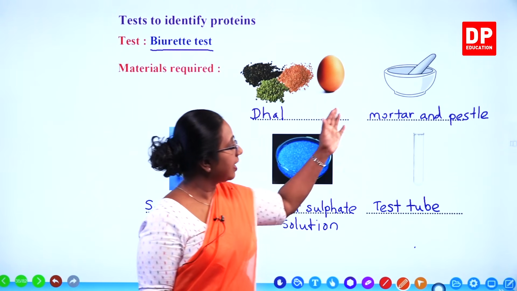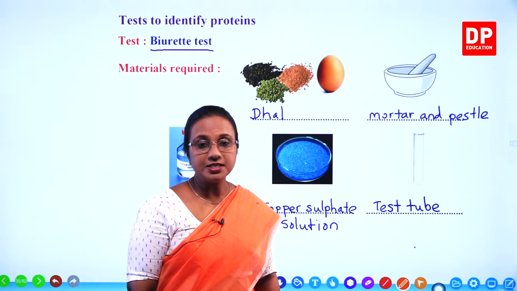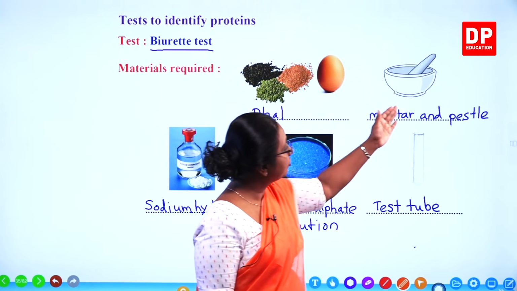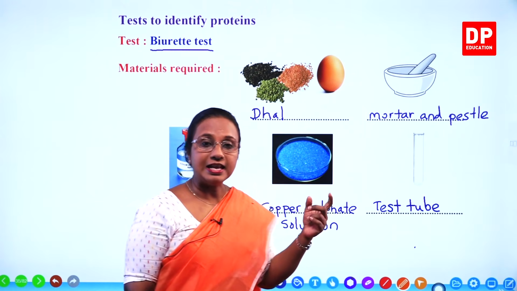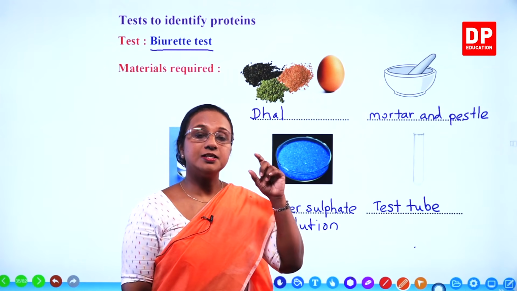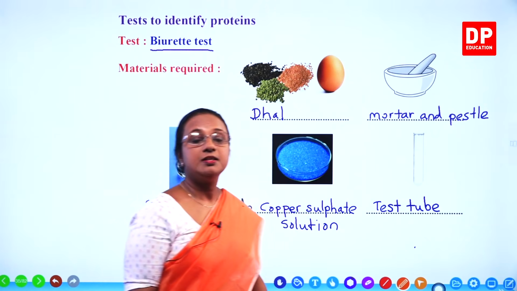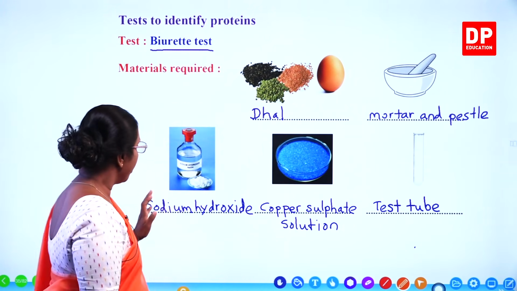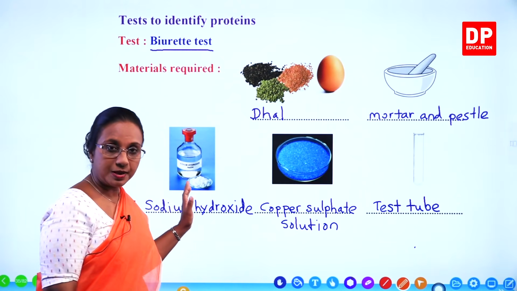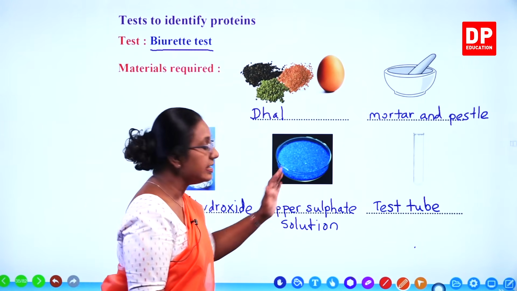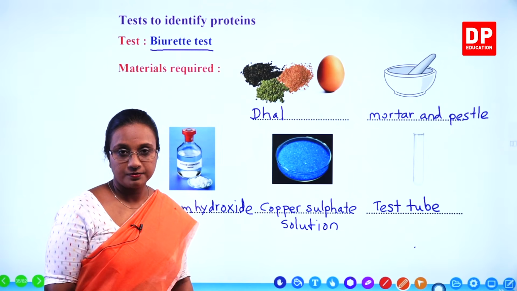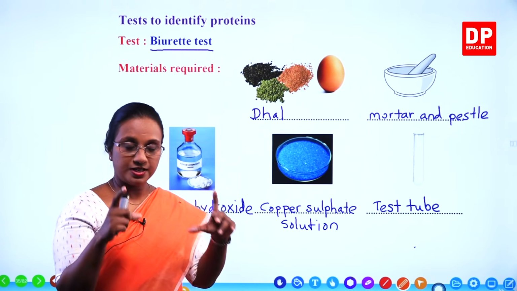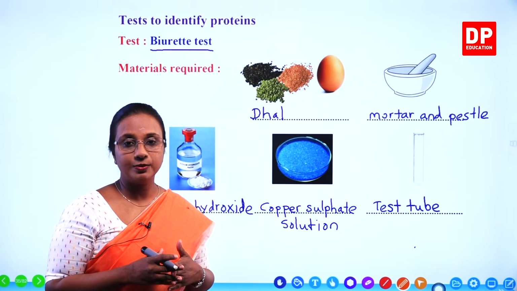So either we can take the egg white into the test tube, or like I said, if we use dal, we have to grind it well and then transfer the solution into the test tube. And we keep that aside. Also, we need to prepare sodium hydroxide solution and copper sulfate solution. Then we take equal sizes of test tubes.